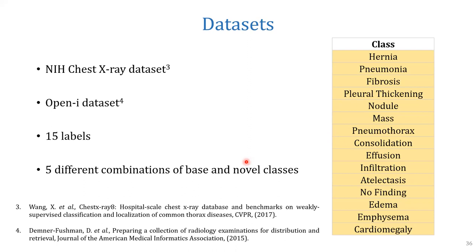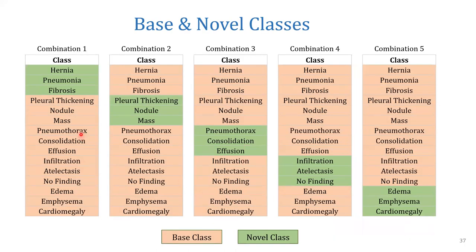So from these 15 different levels, since we need to divide the target levels into base and novel classes, we create 5 different combinations of base and novel classes. These are the combinations. In combination 1, hernia, pneumonia, and fibrosis are novel classes, and the remaining 12 are base classes. Similarly, in combination 2, these 3 are novel classes, and the remaining 12 are base classes. In the same way, we have 5 different combinations of base and novel classes. For each combination, we independently perform all our experiments. So whatever experimental results I show you in the next couple of slides are based on experiments with a particular combination of base and novel classes. When we perform experiments on combination 1, we do not consider anything about combination 2, 3, 4, or 5.